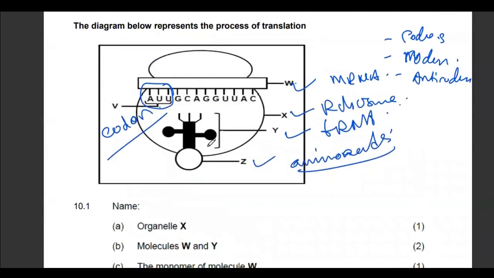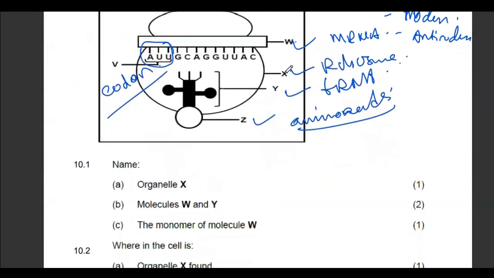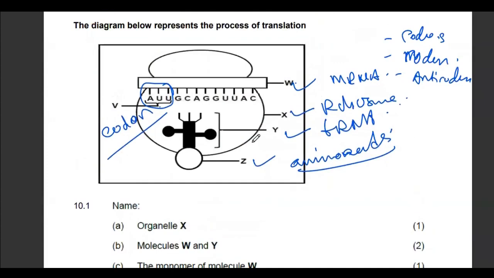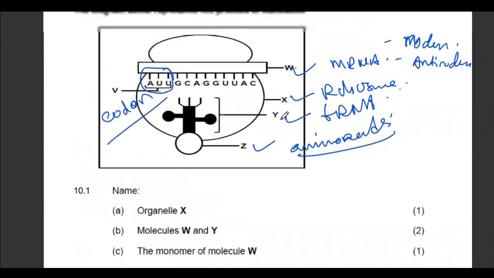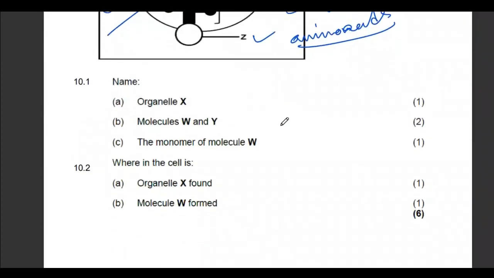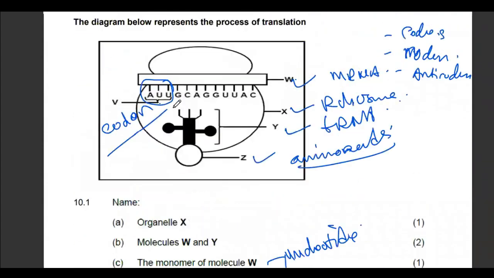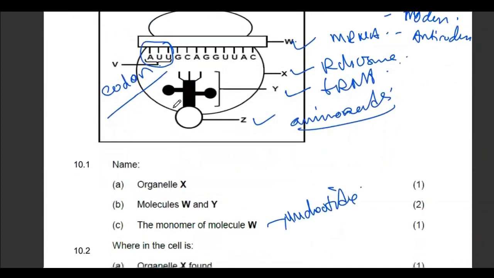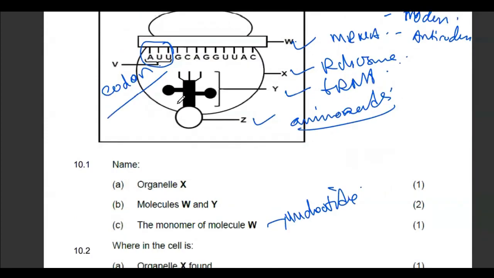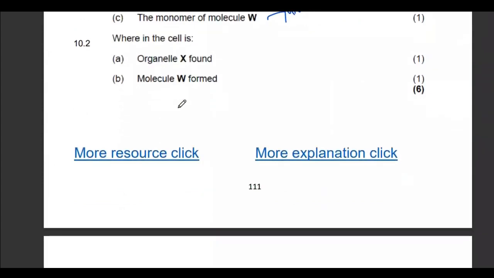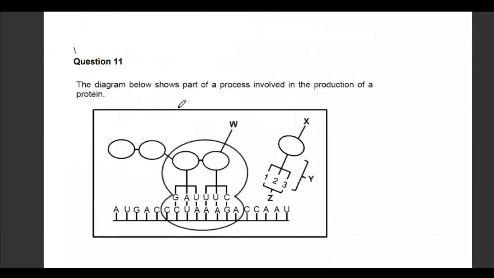Molecule W formed, organelle X, we have seen it, ribosome. Monomer of molecule W. Remember the building blocks, that's what we call the monomer. Therefore, it is going to be the nucleotide. And then molecules W and Y: W is messenger RNA, and Y is transfer RNA, and organelle X, we have seen it, is the ribosome. So still the same thing.